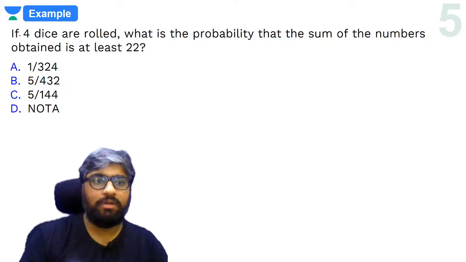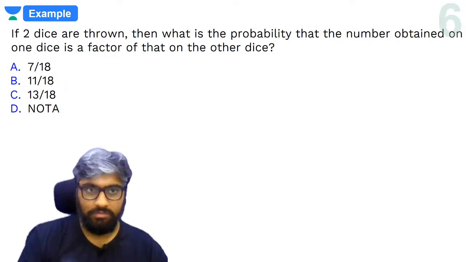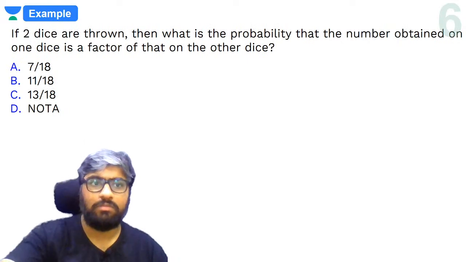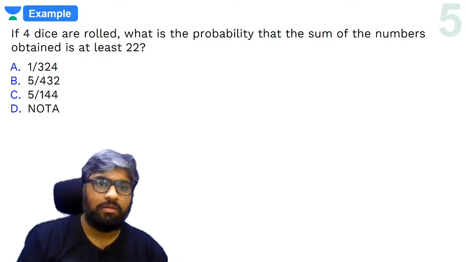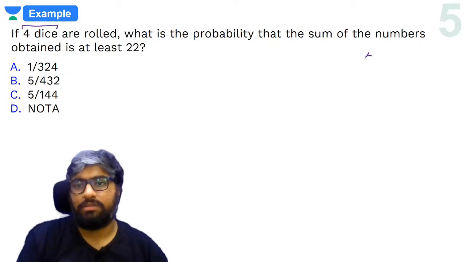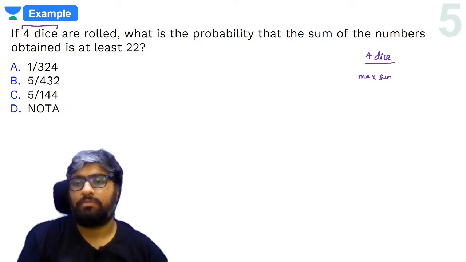Can you tell me what is the maximum sum if 4 dice are rolled? Yes, 4 dice rolled. What is the maximum sum? What is the minimum sum?